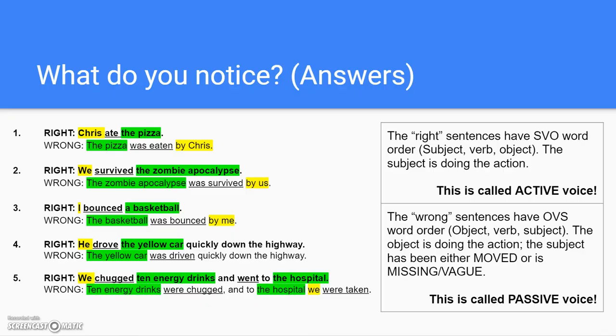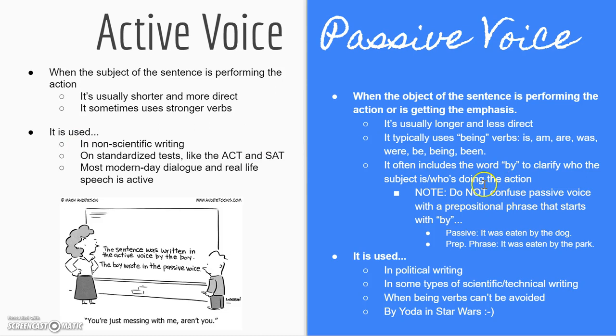So if you think about these last sentences, "the zombie apocalypse was survived by us." In this case, the word "by" is clarifying the subject. But notice that passive voice might often use the word "by," but don't confuse it with the prepositional phrases in sentences that start with "by." Sometimes "by" clarifies the subject, like in passive voice, and sometimes the word "by" just starts a prepositional phrase. Sometimes it's a location word.